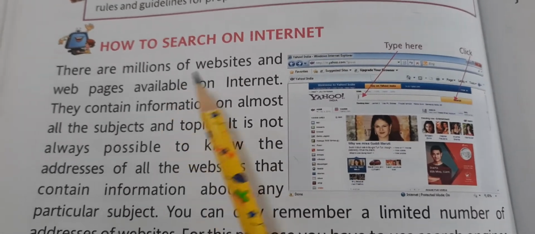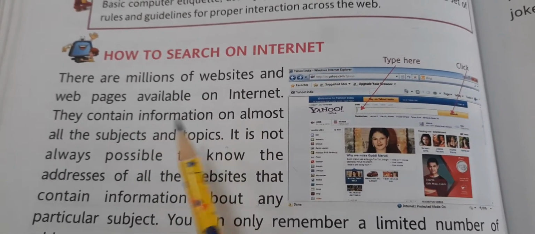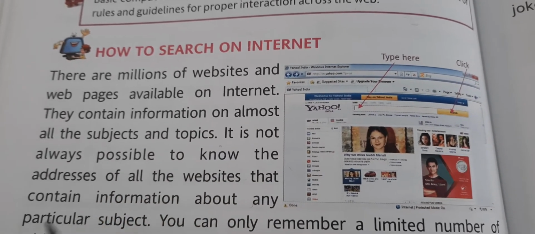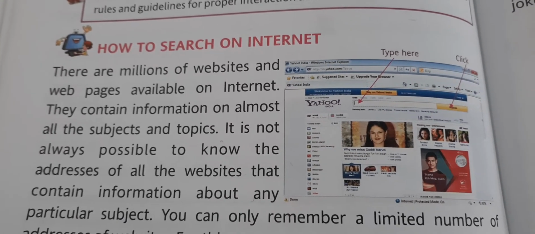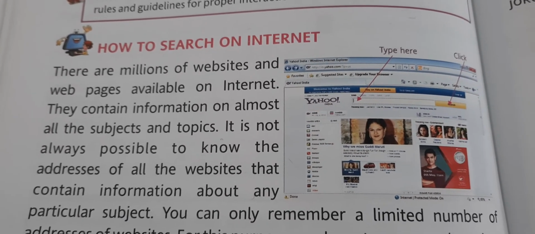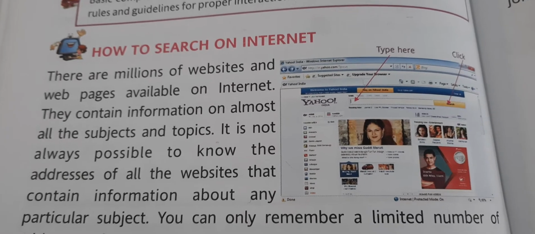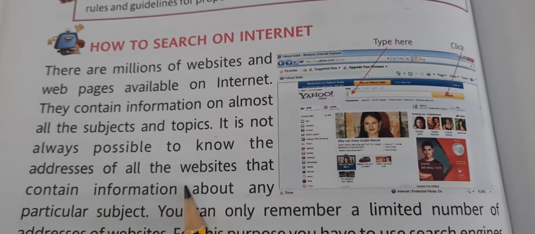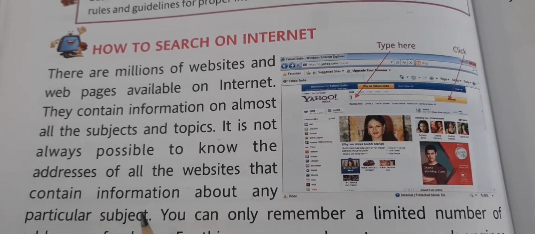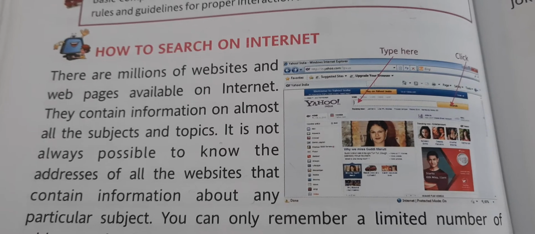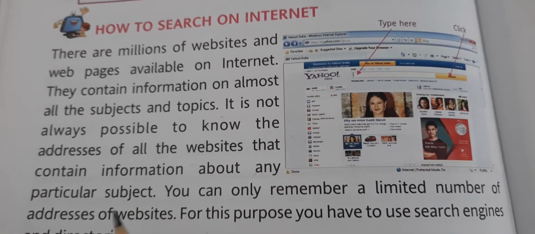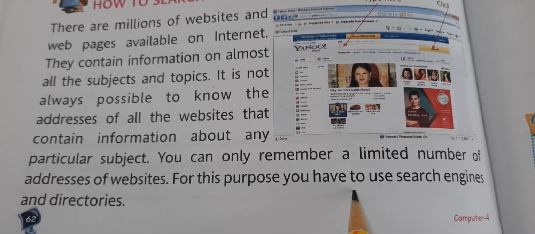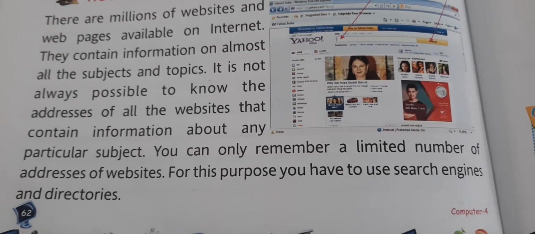Okay, so there are millions of websites and web pages on the internet, and they contain the information, as I told you, about possibly all the things that we can think of, and even things we don't know about. But the limitation is that we cannot remember the addresses of all the websites. Like if we want to know about, let's say, gardening, we can't remember the website related to that at once. So what we can do is search for the information, and for that we need to use search engines and directories.